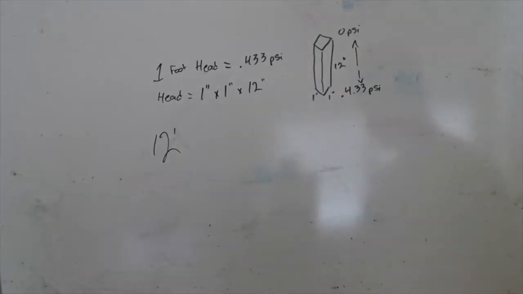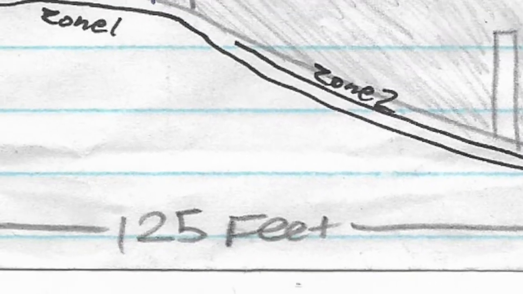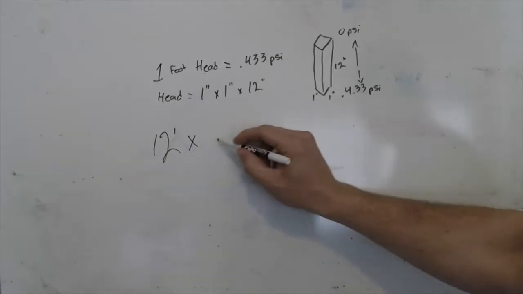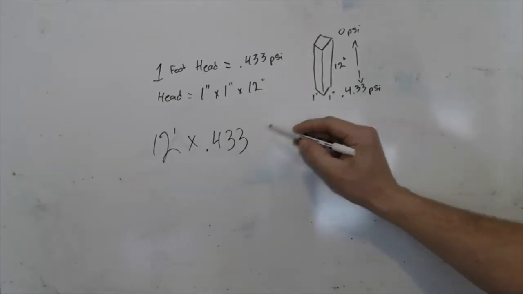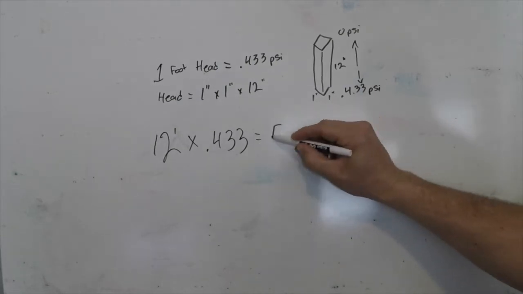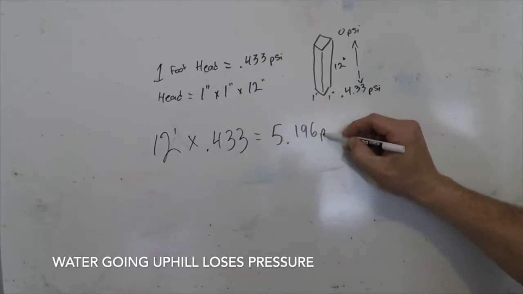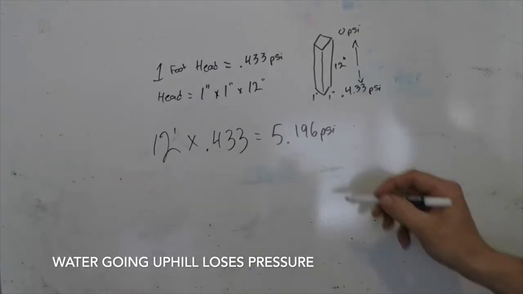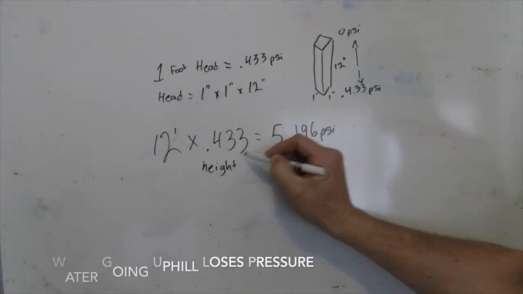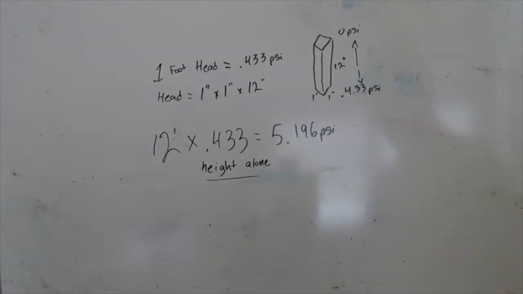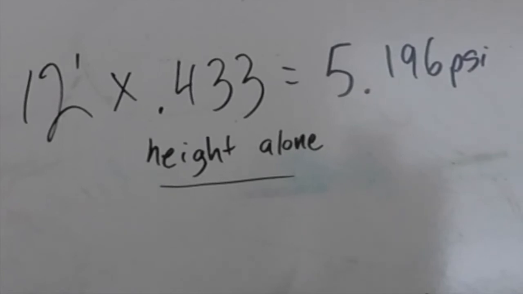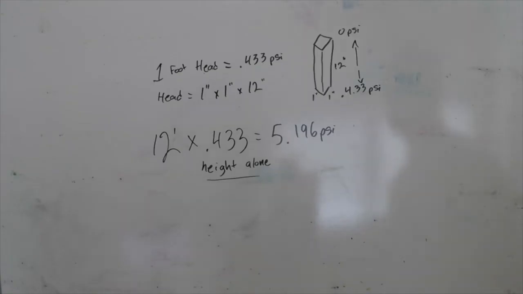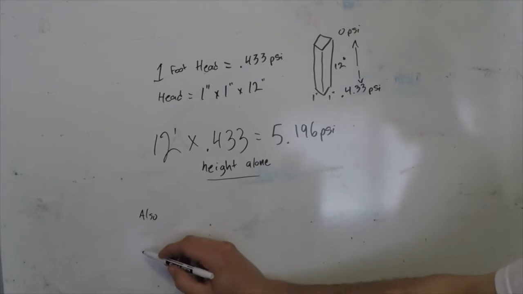So back at this customer's house, I have to go about 12 feet high from the valve box to the first zone out in the front. Then what you want to do is multiply the height you're going by the 1 foot of head psi, and that'll give you the answer of how much psi loss you're going to have just from the height alone. So at this customer's house, he was losing about 5.2 psi. That's just considering the height and the weight of the water having to push it uphill.